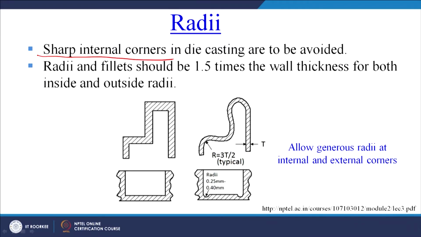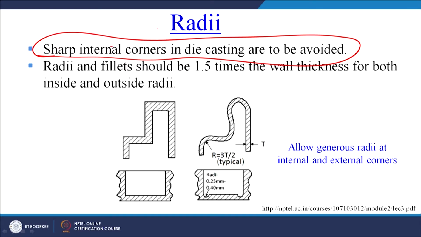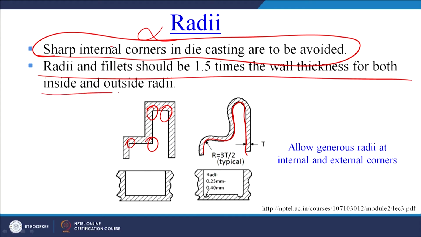Sharp internal corners in die casting are to be avoided. What has to be avoided? Sharp internal corners. So this is a sharp internal corner. So these have to be avoided. How can we avoid them? We can avoid them by giving fillet radii or maybe making them curved. So that can be given. Radii and fillets should be 1.5 times the wall thickness for both inside and outside radii. There is a guideline for providing the radii also. So this is certainly not recommended, this is recommended.